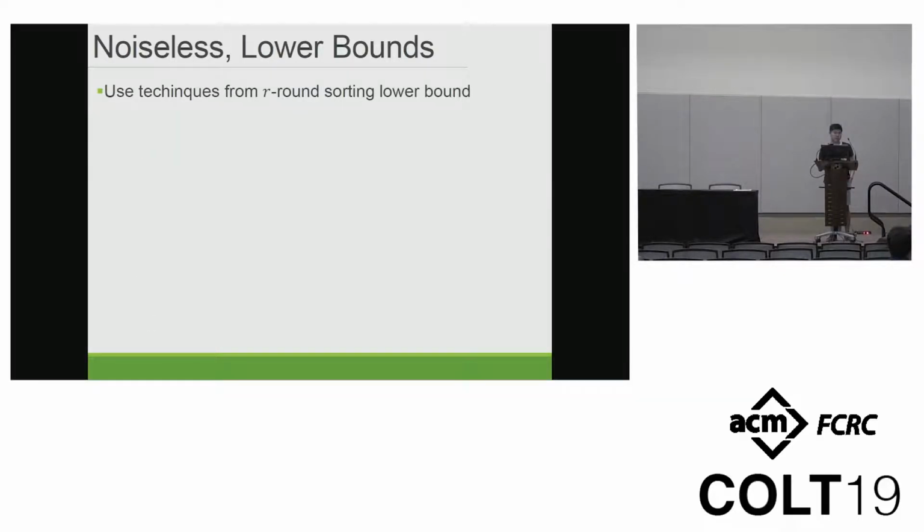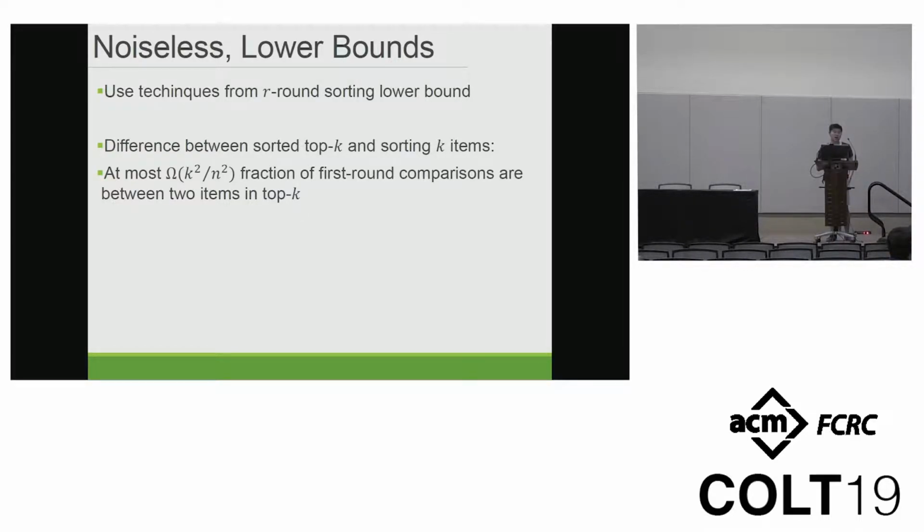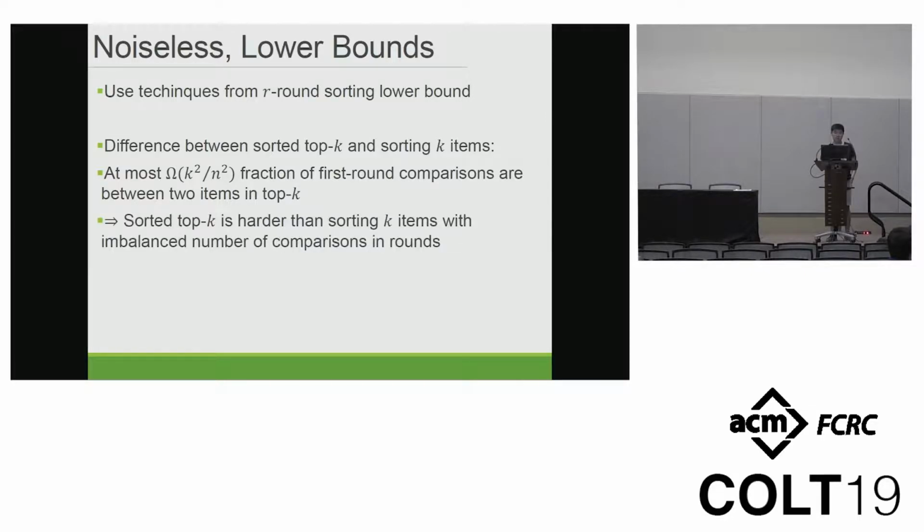For the lower bound, we use techniques from the bounded-round sorting lower bound. The main additional observation is the following. The difference between sorted top k and sorting k items is that in sorted top k, in the very beginning, we don't know which k items we need to sort. So it's not hard to see that in the first round of sorted top k, at most a k squared over n squared fraction of the comparisons are made between top k items. This implies that sorted top k is harder than sorting k items with an imbalanced number of comparisons. Basically, in the first round, there are fewer comparisons.